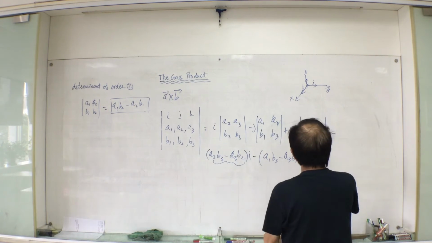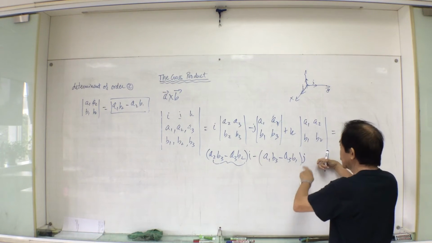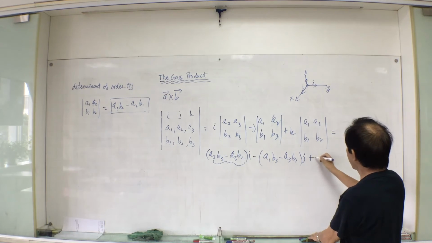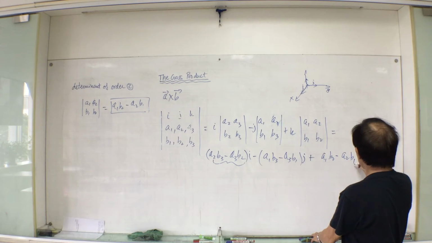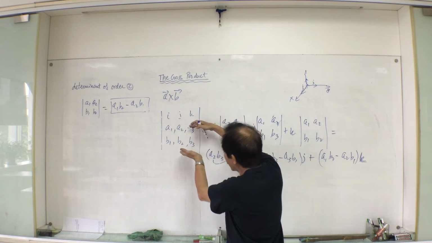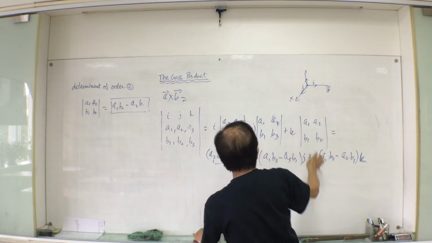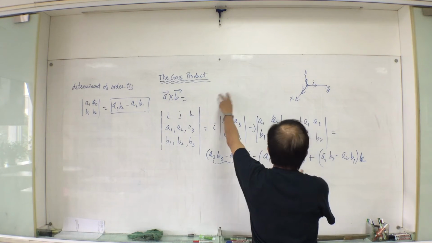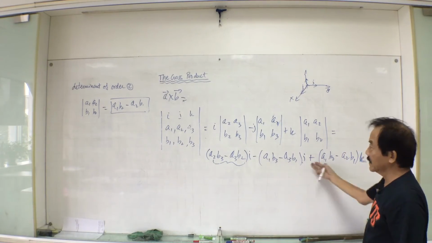Finally, I got J. Remember, this one is a number, but this one is still the vector, X direction, Y direction. Finally, I add this one: A1 times B2 minus A2 times B1, times K. So this is the vector which is the result of the cross product between A and B. A cross B equals this vector: I minus J plus K. So that is the result.